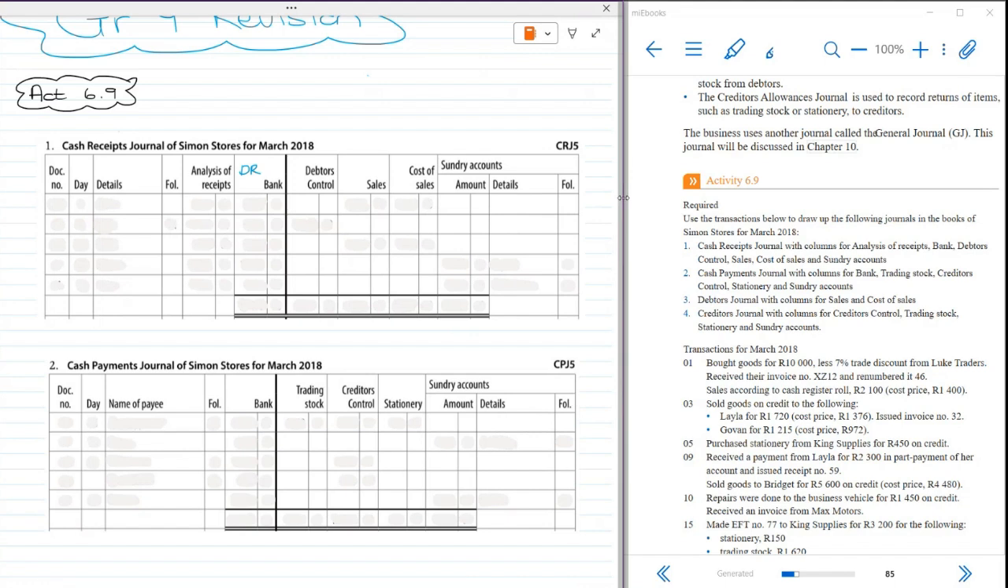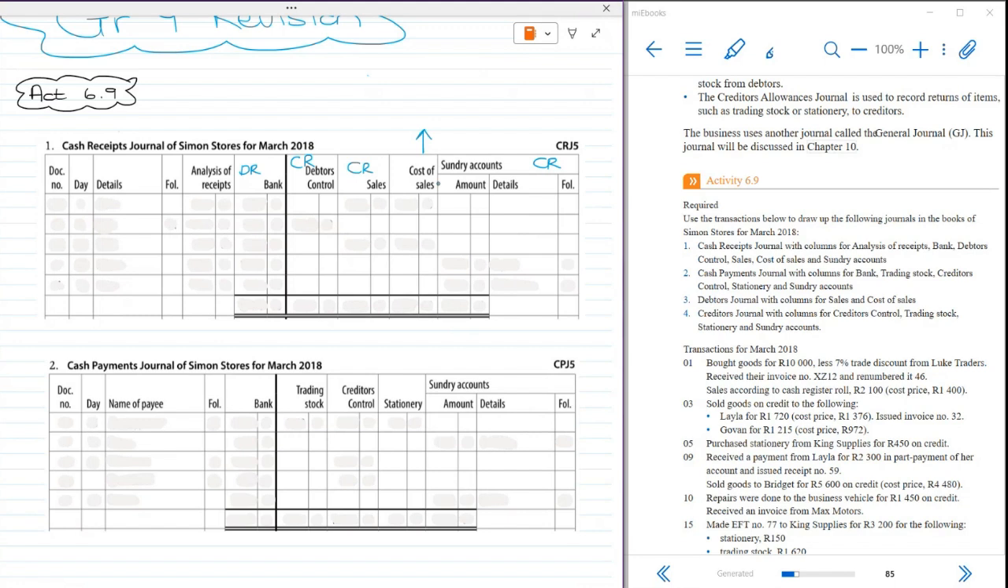The rest of the columns I'm going to credit except for cost of sales, because cost of sales will have its own rule. So we will credit our debtors control, we will credit our sales, and we will credit everything in the sundry account. Now for the cost of sales, a great thing you need to remember is that sales and cost of sales always go together. So they are each other's friends.